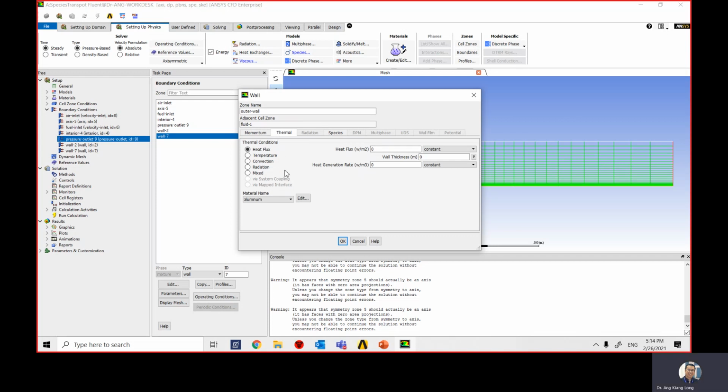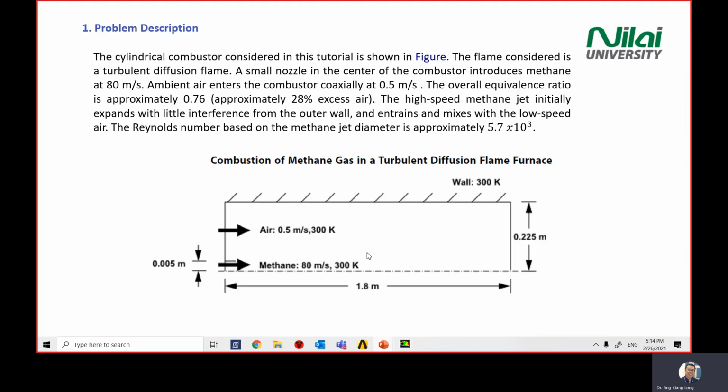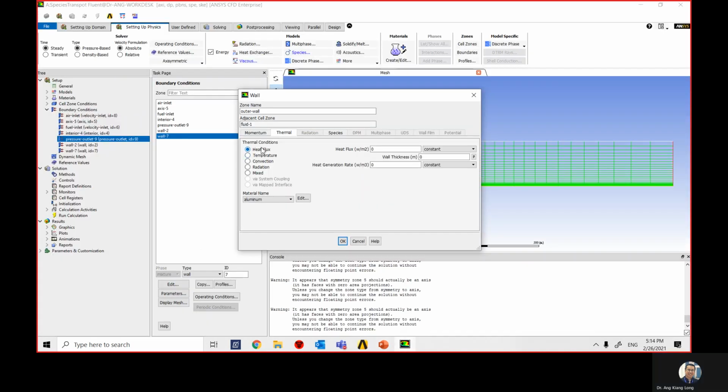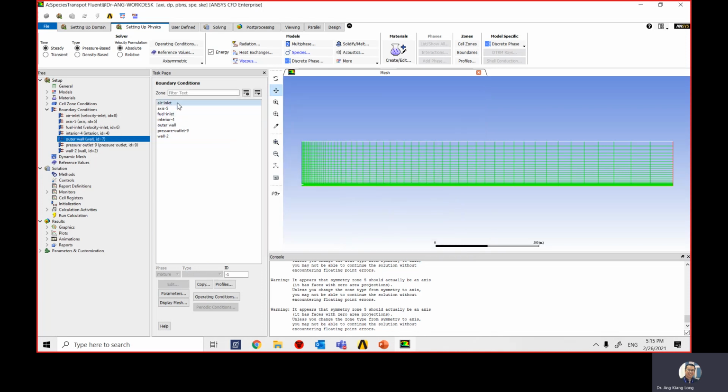No, for wall, sorry, go back to the diagram. So the wall here, we have a temperature, our wall is 300K. So we have to change the setting to 300K. It's not heat flux. We go to temperature and it's 300. Make sure we do exactly as in the diagram there. And then click OK. So we're done for the outer wall.